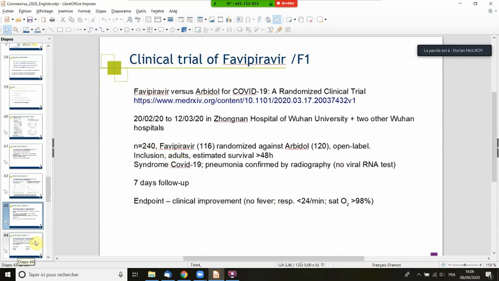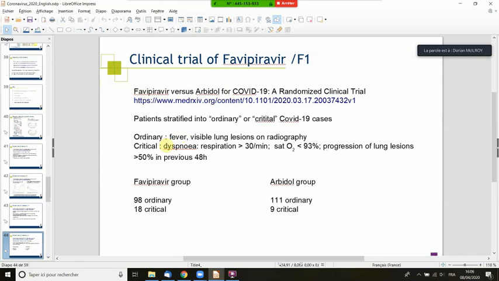Among the group of patients, they're recruiting 120 in each group, and the initial disease severity amongst those patients is going to be different. So they stratified their patients into patients with ordinary infection or critical. Ordinary is people who've got fever and lung lesions on their imagery. And the critical patients have real difficulty in breathing, low oxygen saturation, and lung lesions which are progressing. They have more of these critical patients in the favipiravir group. So what they did was analyze only the ordinary patients against each other, to avoid bias in the results, because the starting point of the patient groups was not comparable.